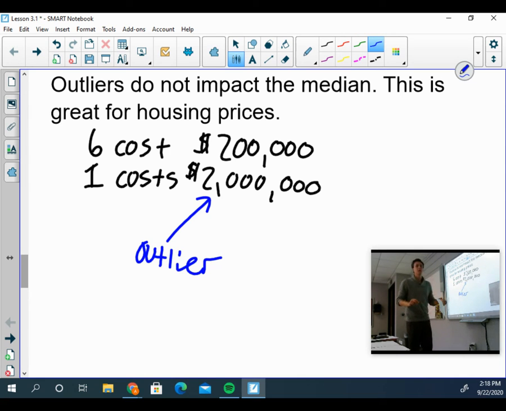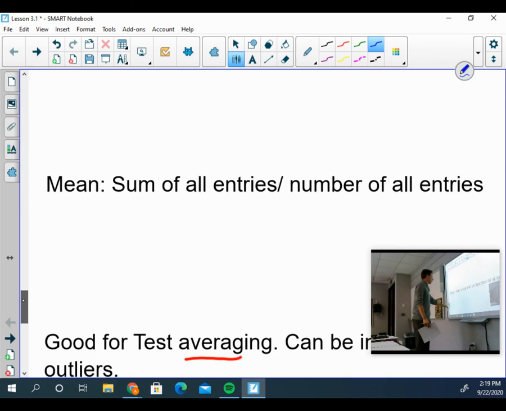This is because median cares about the location of the data value, where it falls in that number line least to greatest, rather than the physical value. Mean, on the other hand, cares about the physical amount. Okay, so that's median. Please know it's the middle value, and it is fantastic when we have outliers.